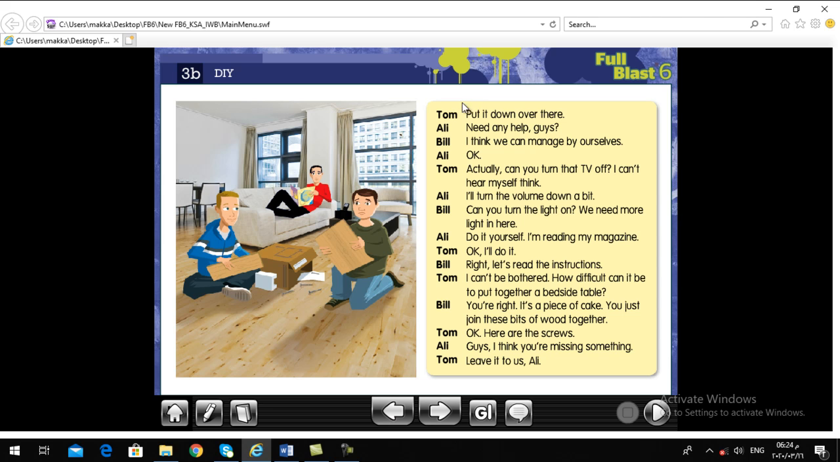Okay, so how many people can you see in the picture? Three. What are their names? Ali, Tom, and Bill. So now I'd like you to listen and tell me what's the main idea of this conversation. Okay.